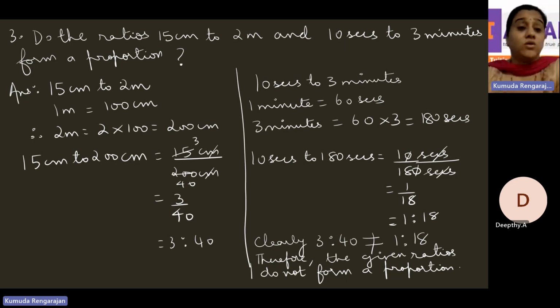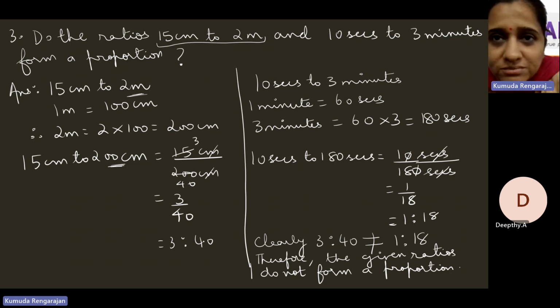Is this understood, children? Okay, I didn't explain this, right? So now the question is, do the ratios 15 centimeters to 2 meters and 10 seconds to 3 minutes form a proportion? There is one ratio here, 15 centimeters to 2 meters. Meter is a larger unit, so we convert that to centimeters. 1 meter is 100 centimeters, so 2 meters would be 200 centimeters, correct? So the ratio is 15 centimeters to 200 centimeters, that is 15 by 200, which reduces to 3 by 40 or 3 is to 40.